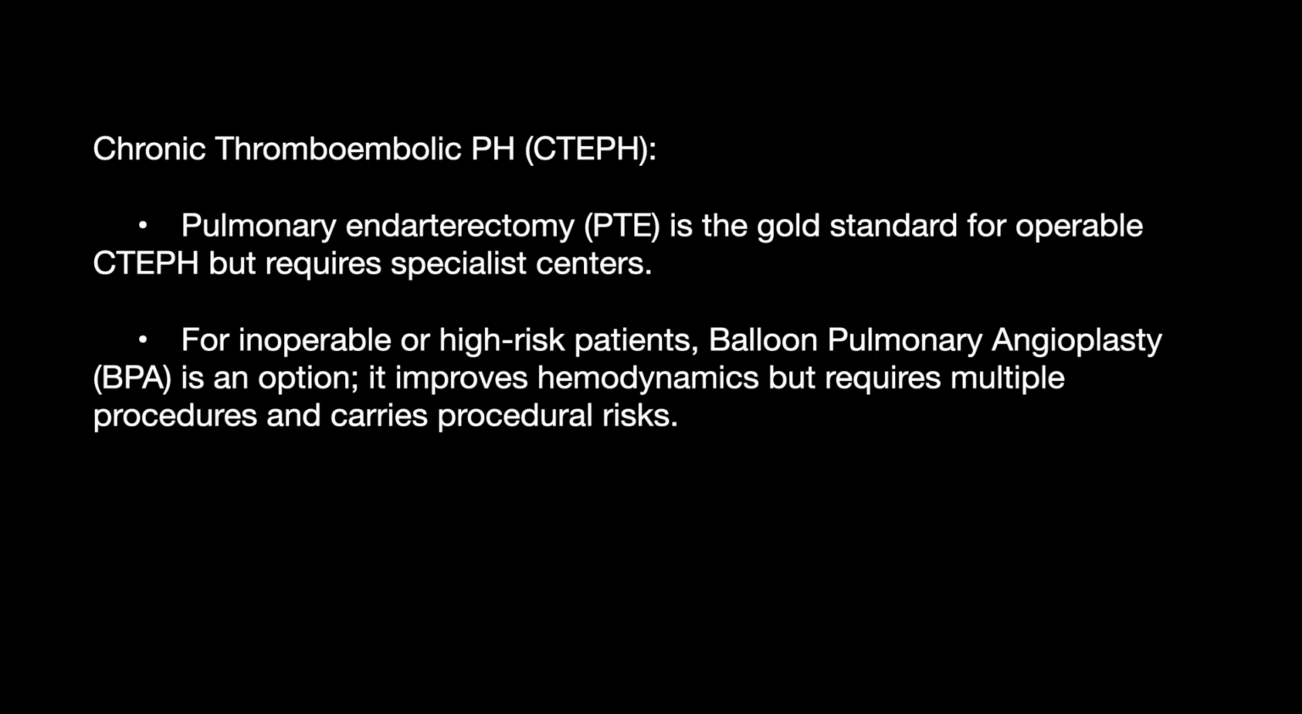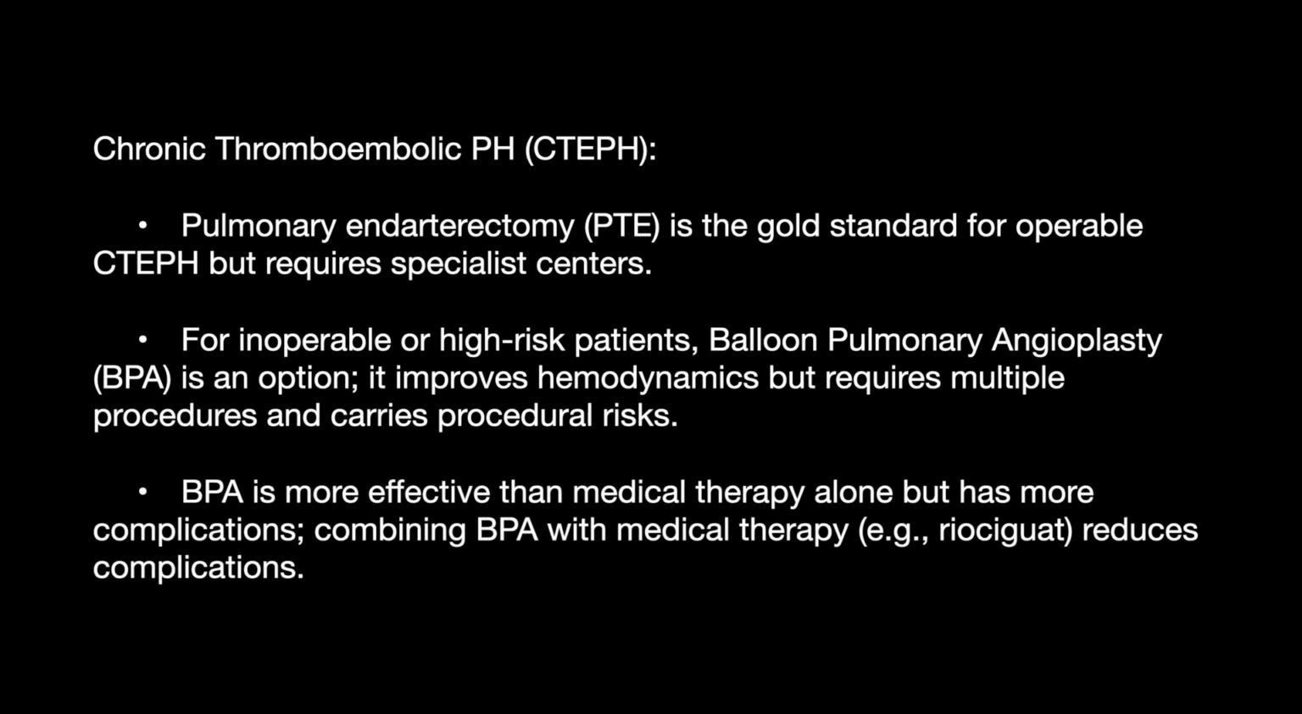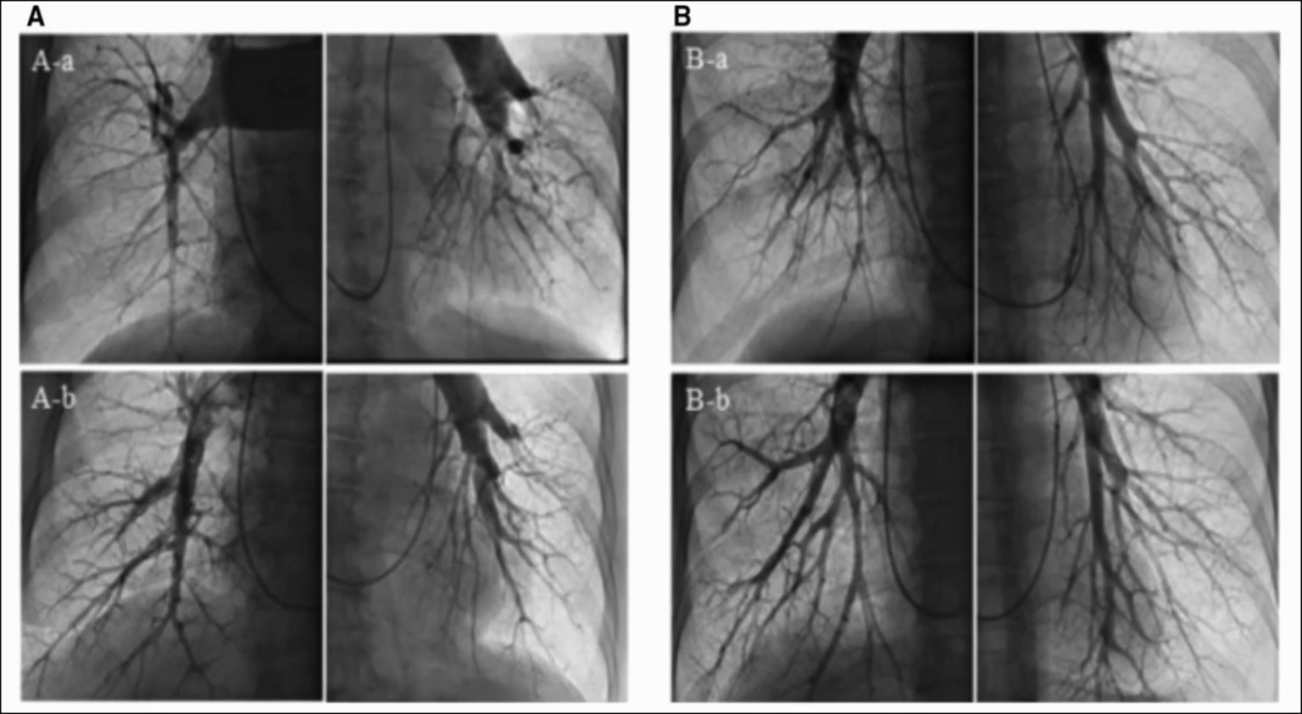Now, regarding chronic thromboembolic pulmonary hypertension, pulmonary endarterectomy is the gold standard for operable chronic thromboembolic pulmonary hypertension, but requires specialist centers. For inoperable or high risk patients, balloon pulmonary angioplasty is an option. It improves hemodynamics but requires multiple procedures and carries a procedural risk. Now BPA, that is balloon pulmonary angioplasty, is more effective than medical therapy alone but has more complications. So that must be kept in mind before you are trying to do something like this.